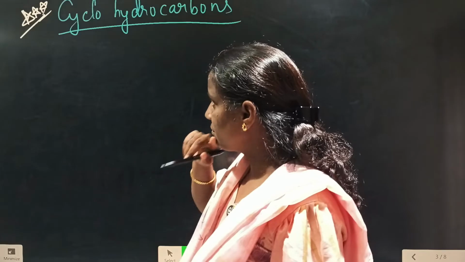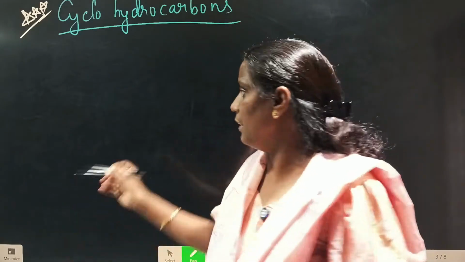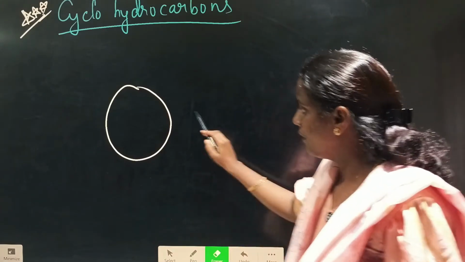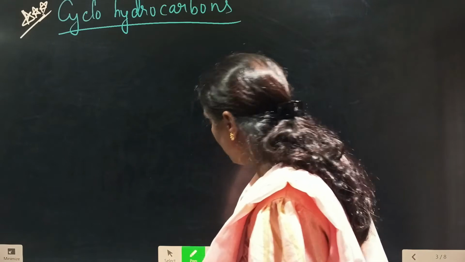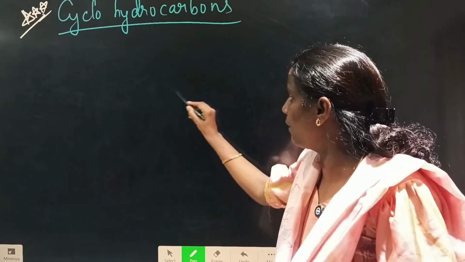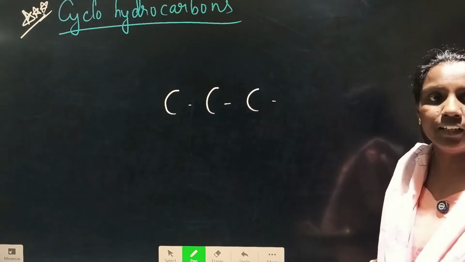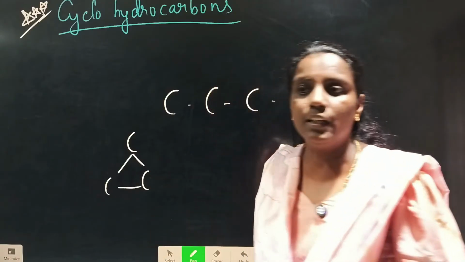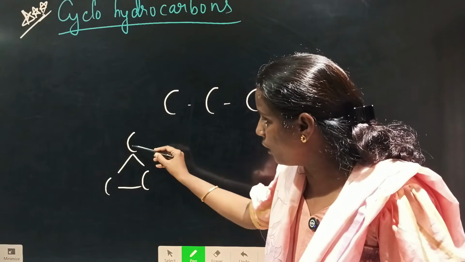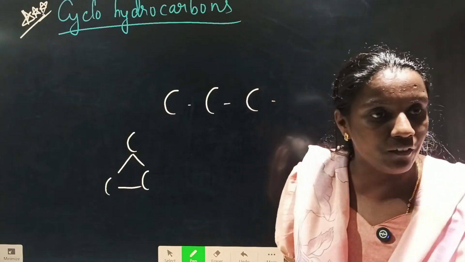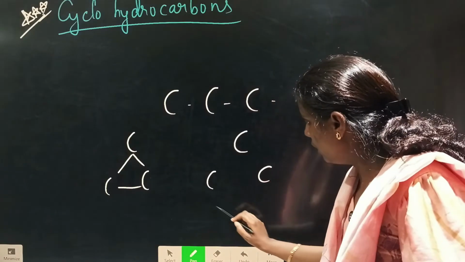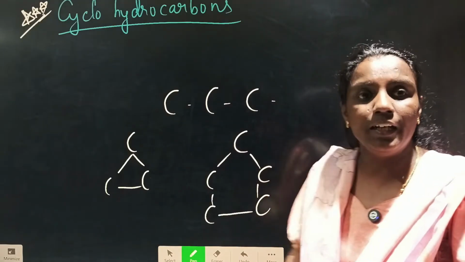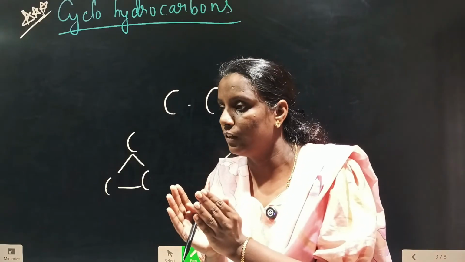Look here. Cyclo means what? You know that it will be in the circular form. You can expect that easily when you hear the word, right? In the previous hydrocarbons, the carbon atoms were shown in a straight line. Here we are showing the carbon atoms in a cyclic form. When I take 3 carbon atoms, it will be in a triangular way. When I take 5 carbon atoms, it will be in this shape. It means that it is a closed form of carbon compounds.